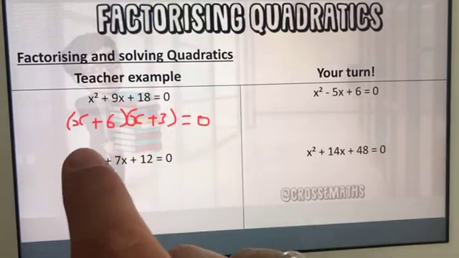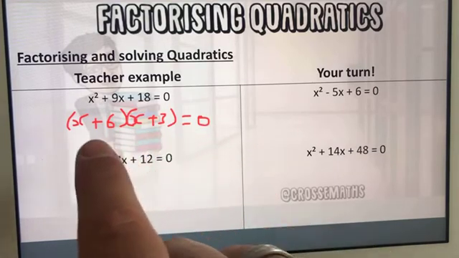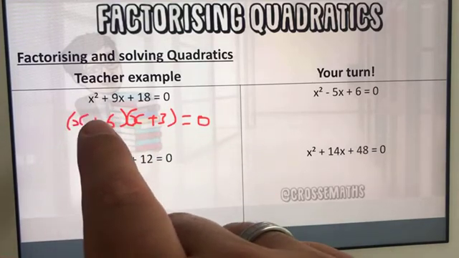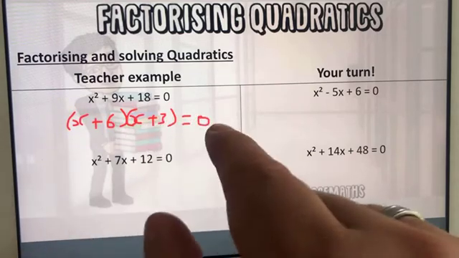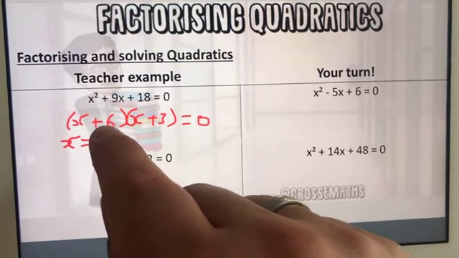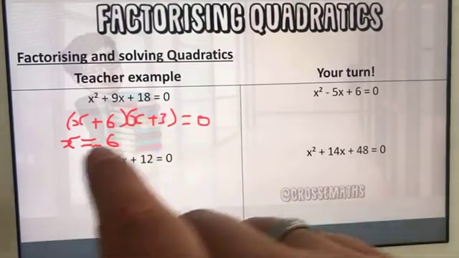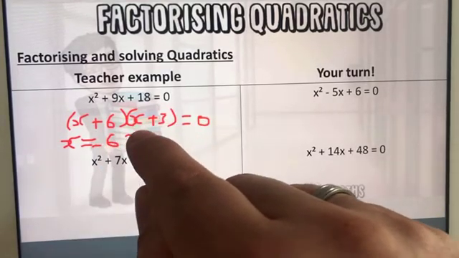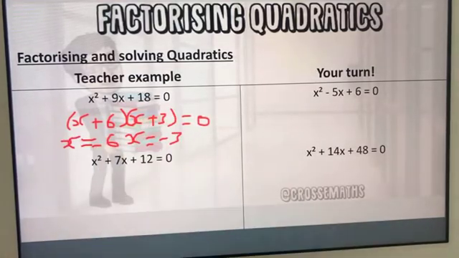From there, looking at this now, they're multiplying together to make an answer of 0. So what that means is either this bracket has to make 0 or that bracket has to make 0. For this bracket to times with that bracket to make 0, the x would have to be negative 6. If this other bracket was 0, that x would have to be negative 3. So essentially your answer is the opposite of whatever's in your bracket.